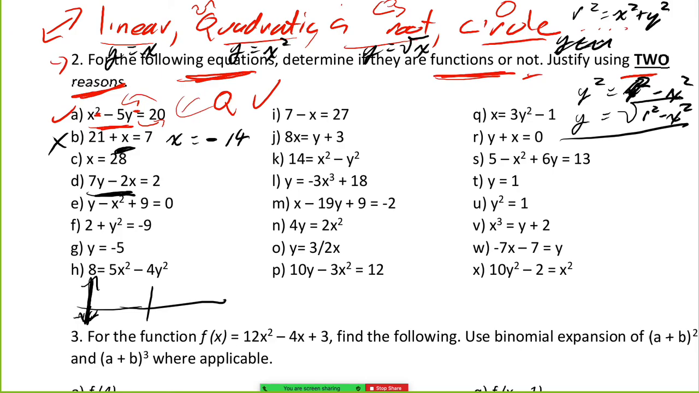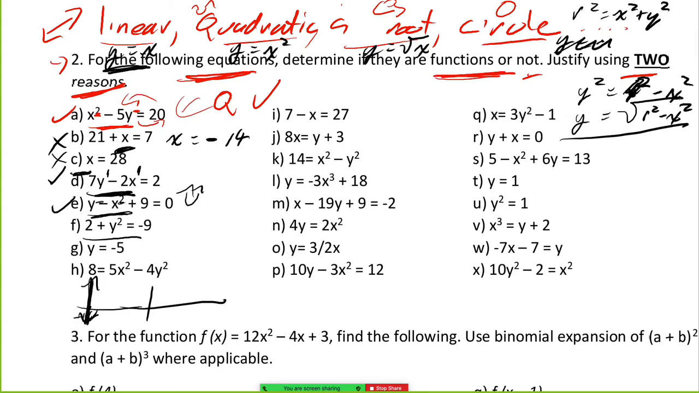Here we have y to the power of 1 and x to the power of 1. After we rearrange this, we're going to end up with this scenario because we have a y to the power of 1 and an x to the power of 1. This is linear, which is great. That's going to mean this is a function. I realize I skipped c. Same concept as the one above. X equal anything can't be a function. Okay? This one here, y to the power of 1, x to the power of 2. Means it's quadratic, which means yes, it is a function.